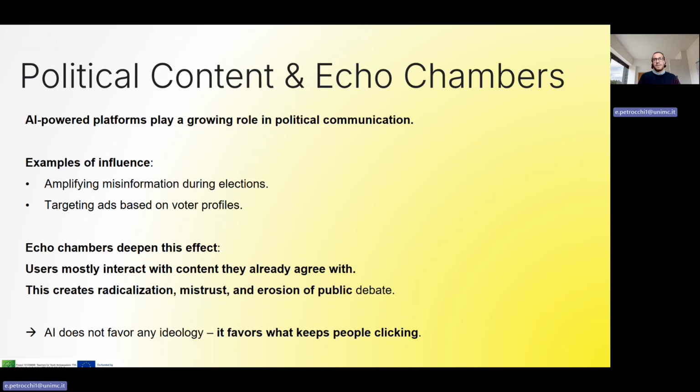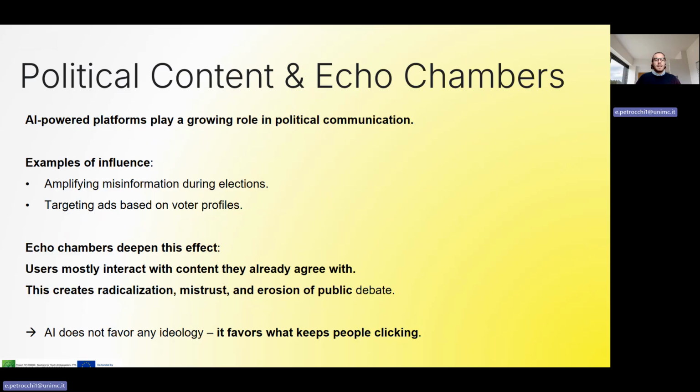And so we will delve into any single implication singularly in the next classes. I just want to make this first class an overview of how AI works, the kind of data on which AI is based, and then mention some political implications. I have already mentioned echo chambers that deepen the effect of the influence because users mostly interact with content that they already agree with. And this creates radicalization, mistrust, and erosion of public debate.